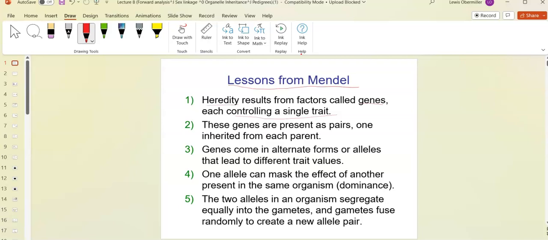is the seed round or wrinkled? Is it yellow or green? Is the flower purple or white, right? And so that's what we're talking about. We have this gene that's controlling a specific trait. So in this case, one of the examples we had was flower color. And so we'll call that the gene.